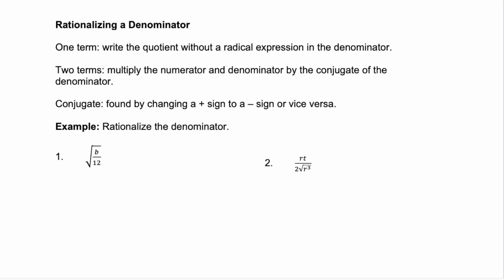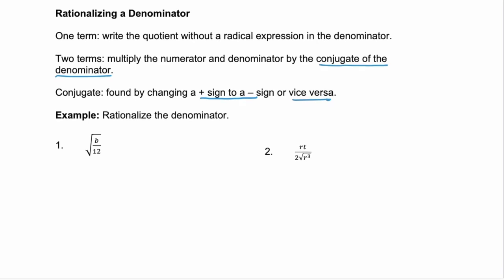If you have one term, what you do is you multiply the numerator and the denominator by that radical that's in the denominator. And if you have two terms, you multiply by what's called the conjugate of the denominator. And the conjugate, it's a fancy word, but it's really just taking the existing denominator of two terms and changing a plus sign to a minus sign or vice versa. Sounds a little confusing, but it's not. Let's work through a few examples together and you'll see.